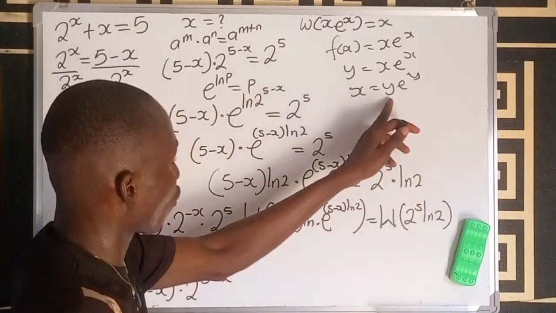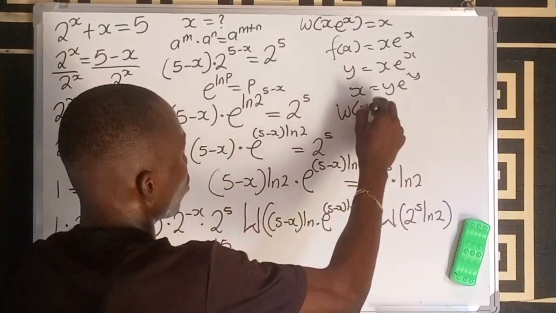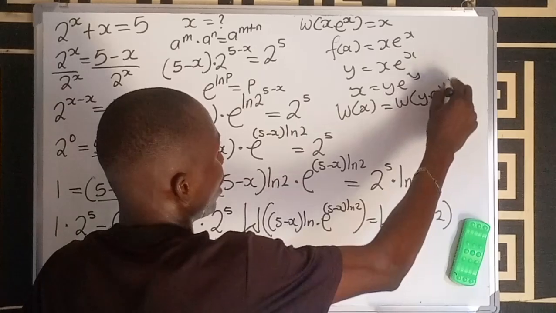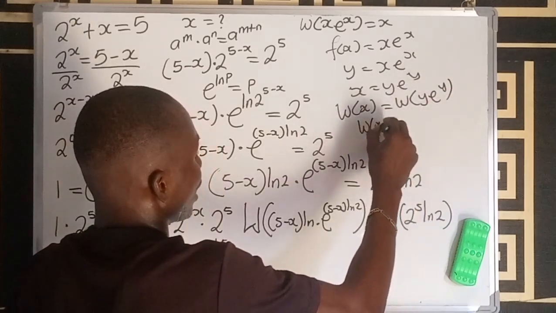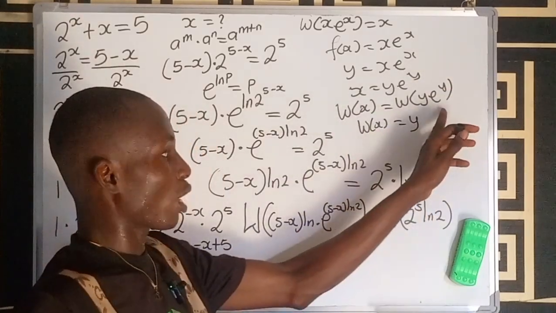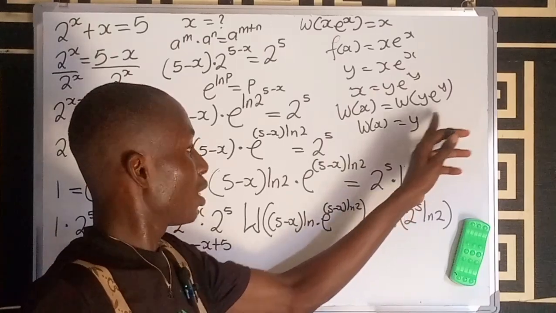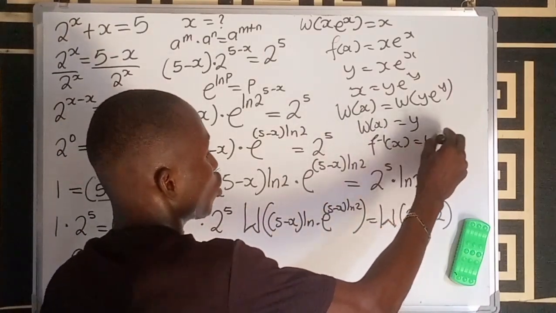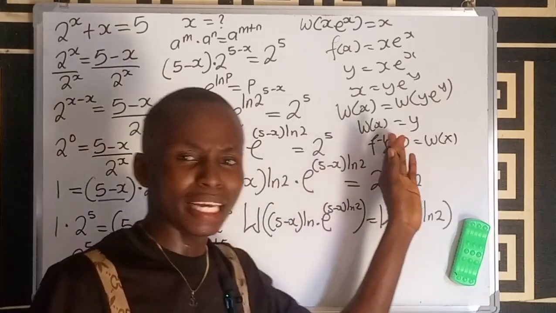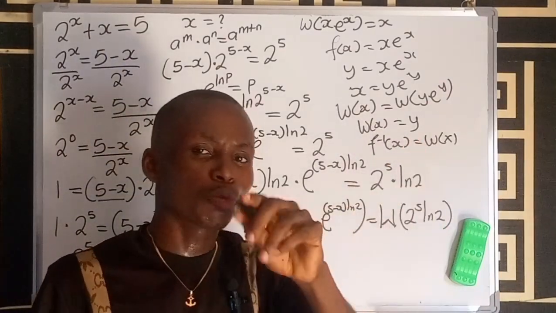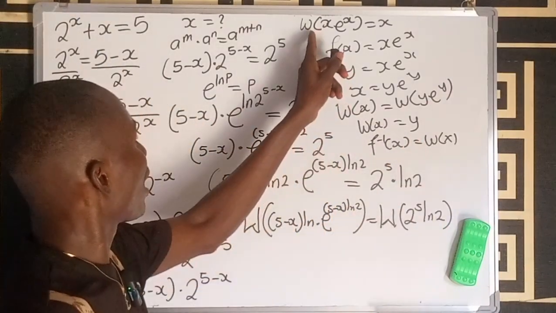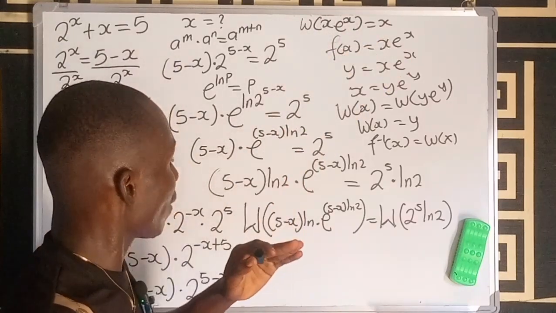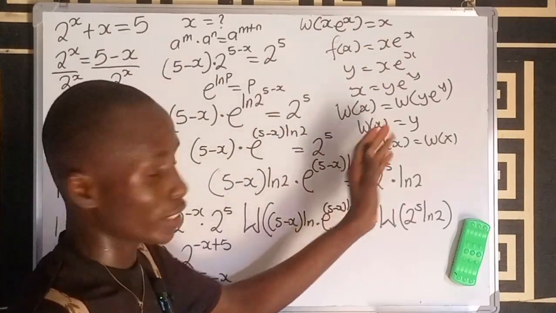So for us to know the value of y, I have to take the Lambda W function of both sides here. It means that the Lambda W function of x is equal to y. If this is y, it means that the inverse function of x e to the x is the W function. You see, this is amazing. But most of you will wonder why we have the W function of x e to the x equals x.